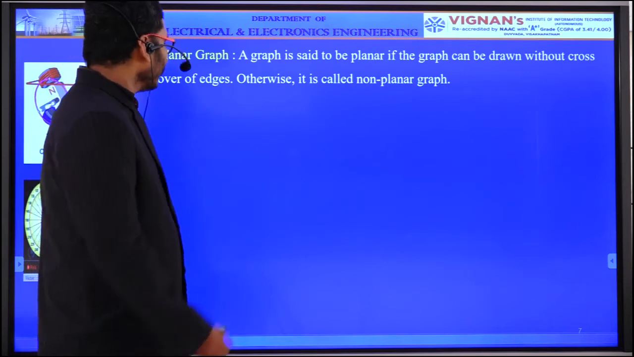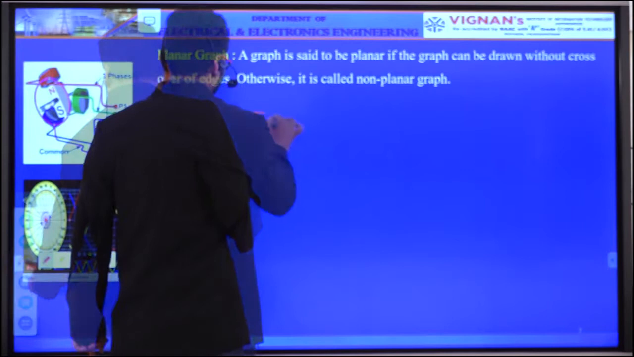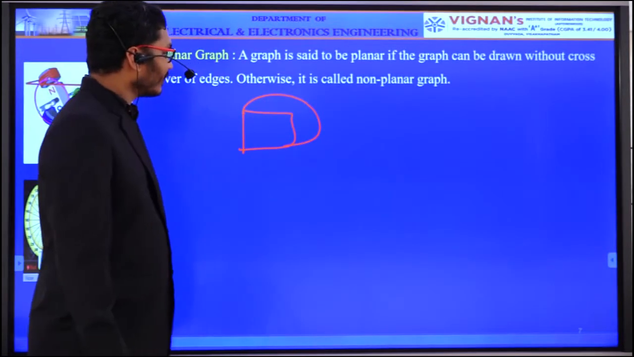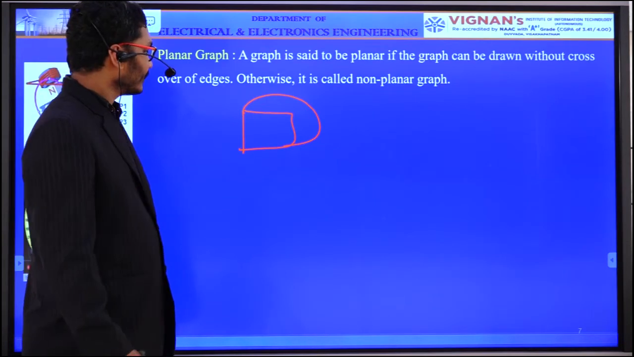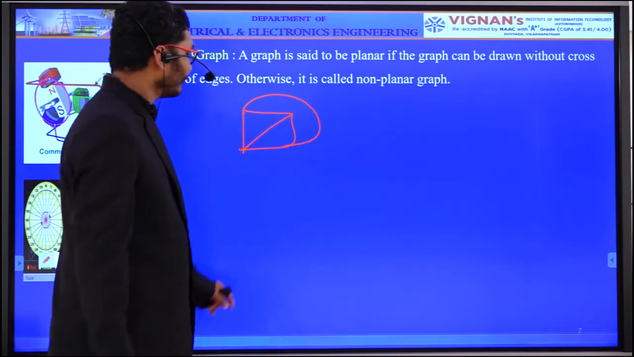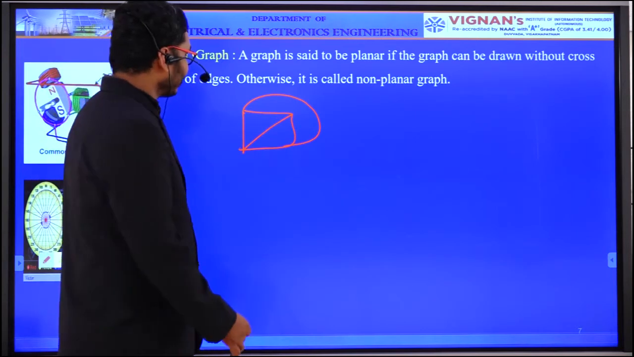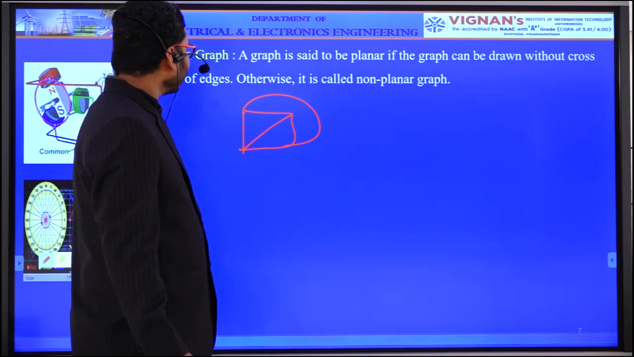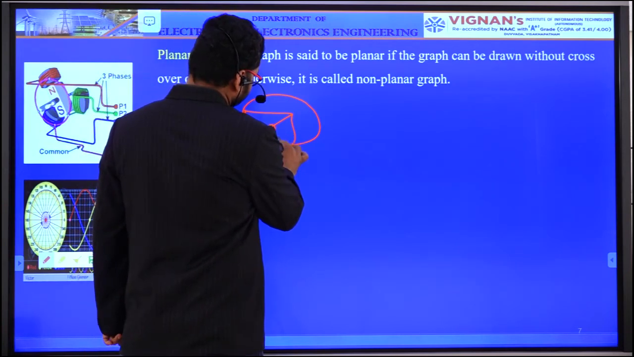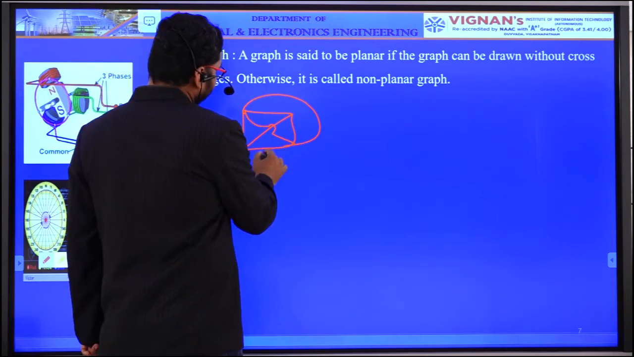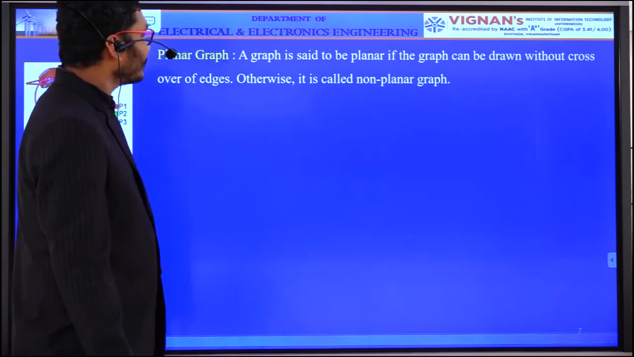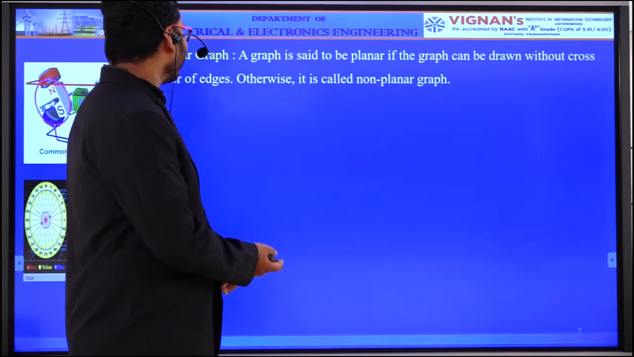Okay, so it means if you see here, is there any crossover? Suppose see here, from here to here also there is no cross between any branches. So this we will call the planar graph. Suppose there is a crossover like this. It means this is a non-planar graph. Okay, it means there should not be any crossovers.